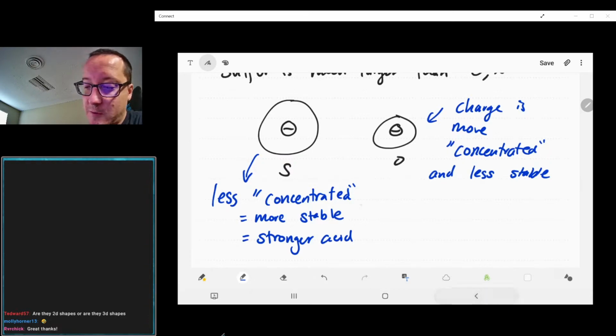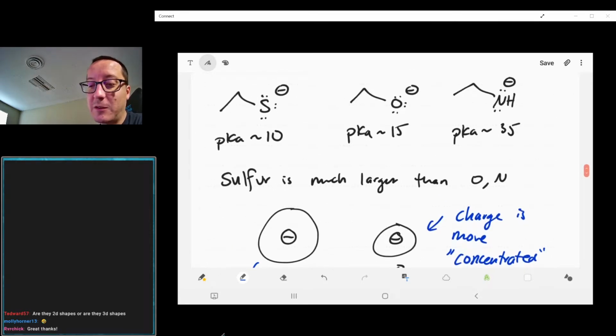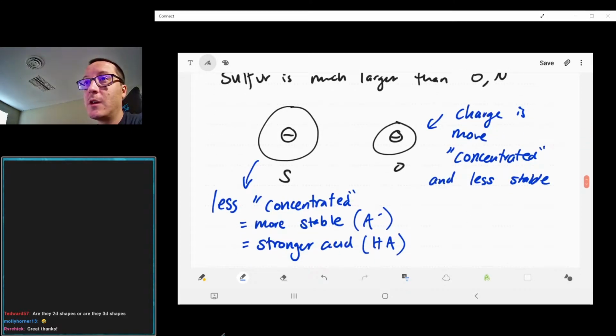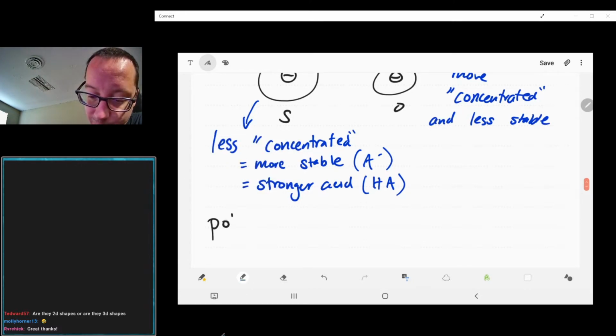The HA form is going to be the stronger acid, comparably. So again, because A- is a bit more stable, we're going to see that HA is going to be a stronger acid for the sulfur one. And again, we see that the sulfur is going to be 10,000, 100,000 times more acidic than the oxygen-containing compound there, just because the sulfur is larger. We call this the polarizability. And that's the ability to accommodate the charge.